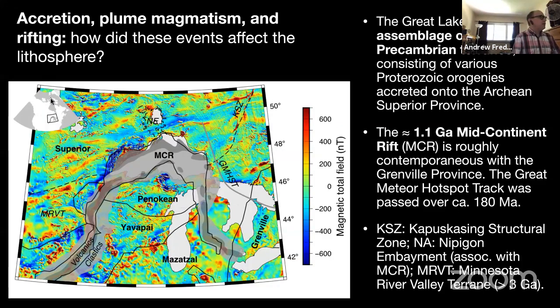If you look in the upper left-hand corner of the map, you can see an indication of where this is. We are sitting around the Great Lakes, though here I've overlain on that both the magnetic map and the outlines of some major tectonic boundaries. So the Great Lakes region is where a bunch of Proterozoic orogens accreted onto the Superior, and were then cut through by a major rift, the Mid-Continent Rift, which is roughly contemporaneous with the youngest of those Proterozoic orogens, the Grenville.